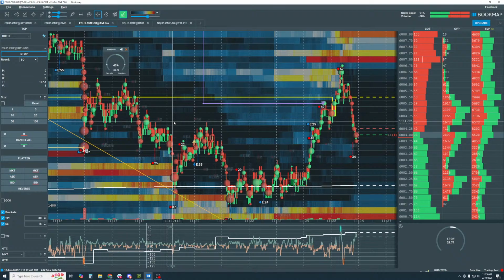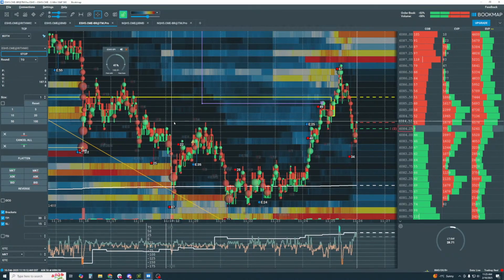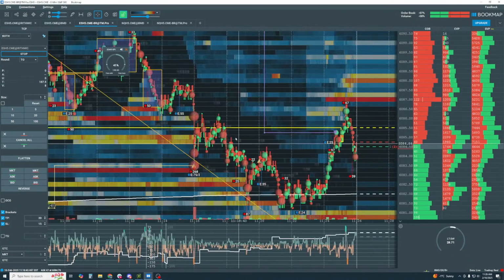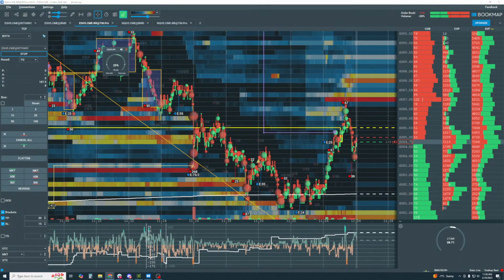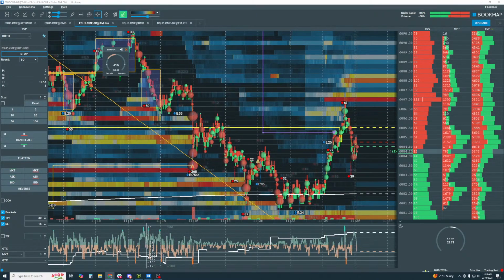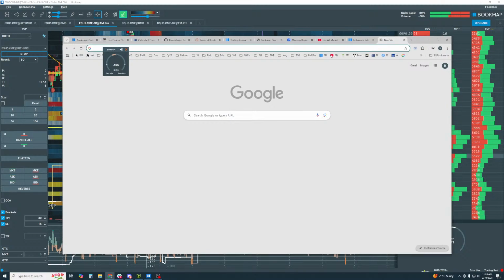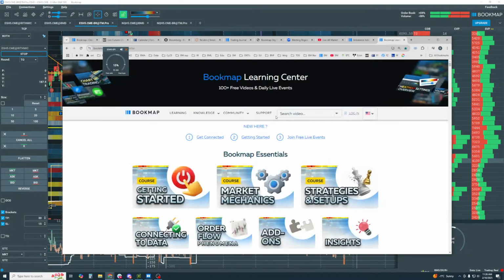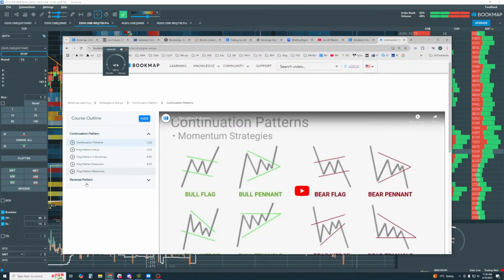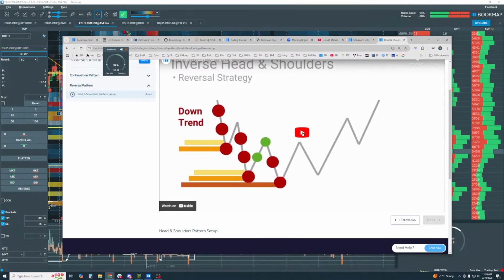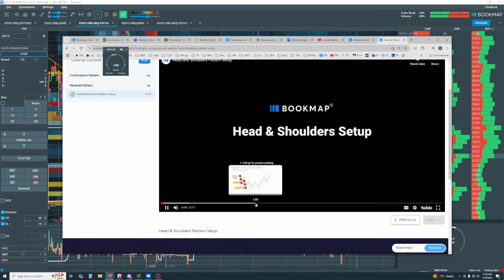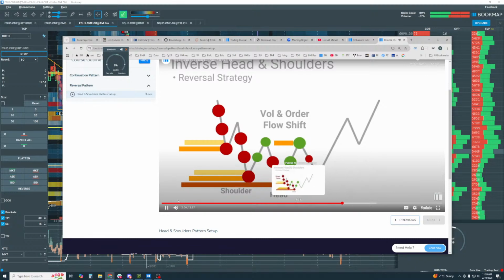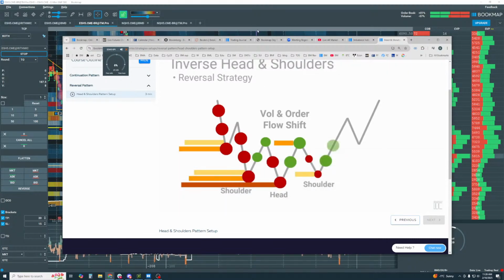All right, then another thing to take away from this move here. I'll show you on the Learning Center where you can go over this strategy. So go to Bookmap and then click on Education, Strategies and Setups, and you guys know the head and shoulders pattern, inverse head and shoulders pattern here that we cover, and how they can be tricky. And we're looking for selling exhaustion. We're looking for this kind of turnaround in here, volume and order flow shift.